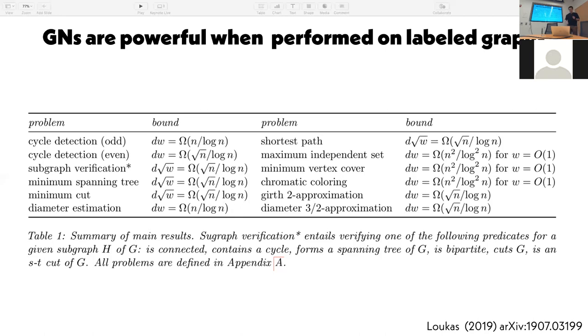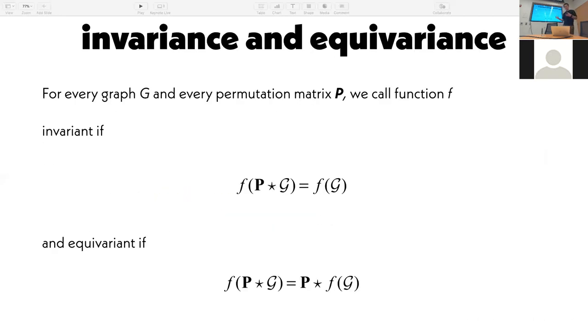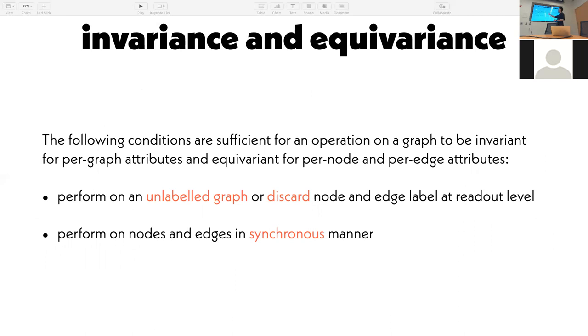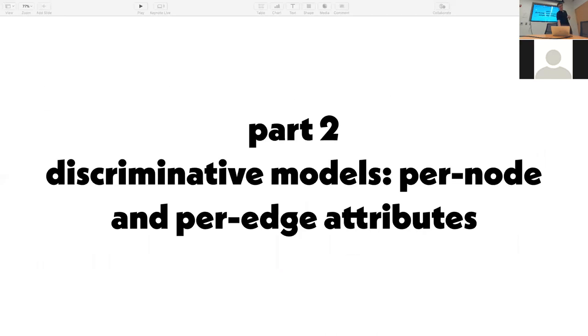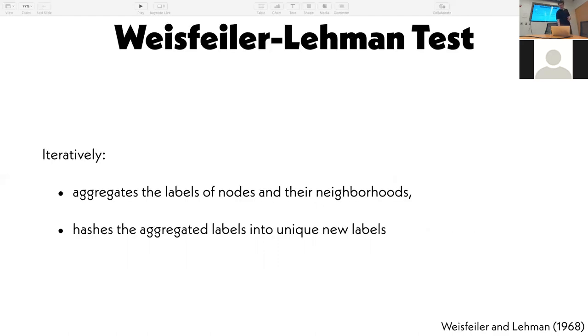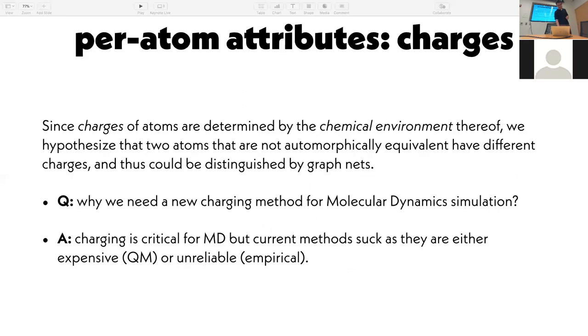But you also want an unlabeled graph because you want it to be permutation invariant and equivariant, determined by what kind of property you're predicting. And the easiest way to do that is to use an unlabeled graph, or discard the label at some stage, and perform the node and edge aggregation in a synchronous manner. I'm also going to talk a little bit about the discriminative model per node and per edge attributes. But this is too theoretical, I think. Maybe we're not going to talk about that.